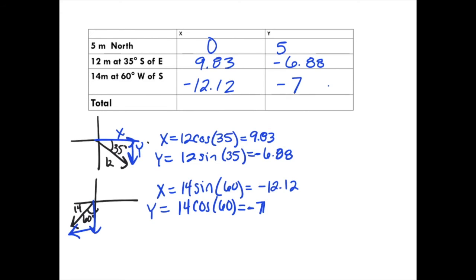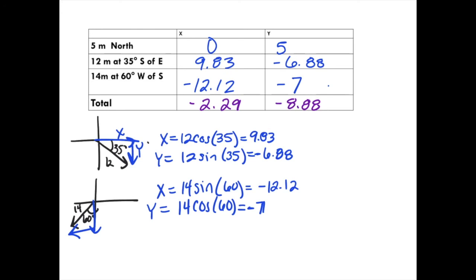So now the third step we've got here is going to be to add up each column. So we're going to add up the x column, and that's going to equal negative 2.29. And we're going to add up the y column, and that equals negative 8.88. So now we can make that into our triangle. All right, so from here, it's just like a right triangle problem, and those two numbers are going to be the legs of your triangle.